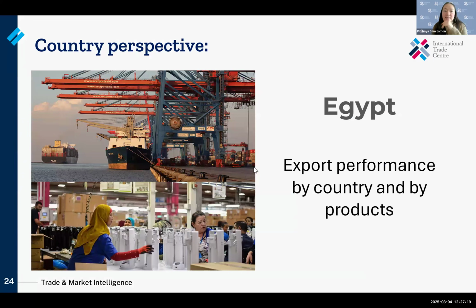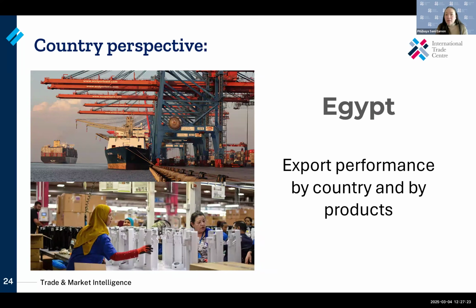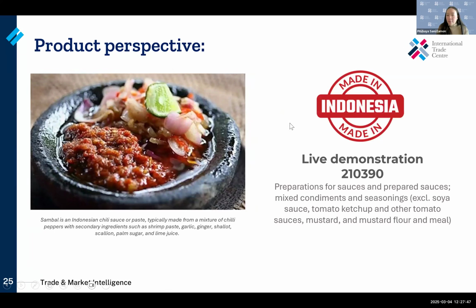Okay, so let's have a look. First of all, when I go on Trade Map, I'm going to look at the country perspective. I'm going to use Egypt as an example. We're going to be looking at Egypt's export performance by country and by product. This is just to let you know that if you don't have a specific product in mind, you can also look at the country perspective. But most importantly, we will be continuing to the product perspective.